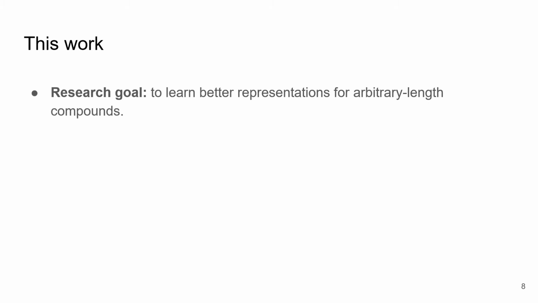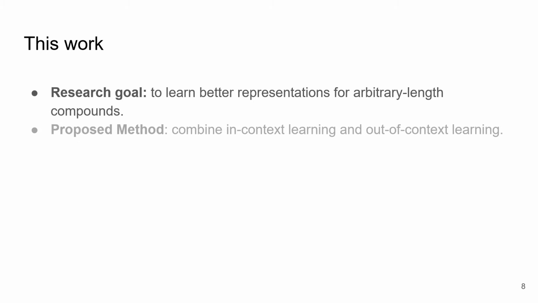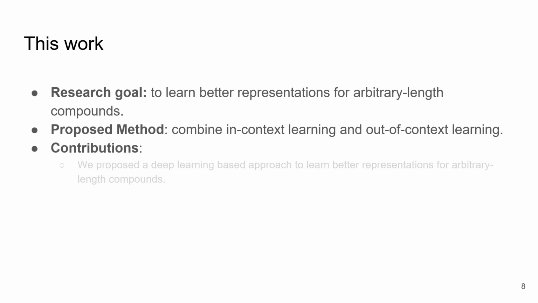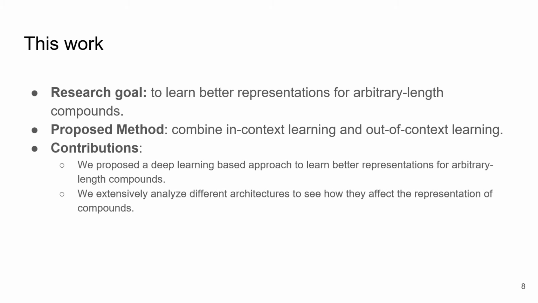In this work, our goal is to learn better representations for arbitrary length compounds by combining in-context and out-of-context learning. In summary, we make two main contributions. First, we propose a deep learning approach to learn the vector representation for arbitrary length compounds. Second, we extensively analyze different architectures to see how they affect the representation of compounds.